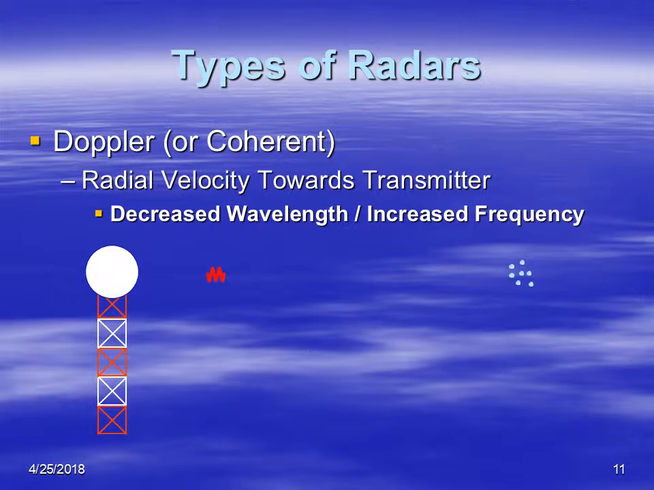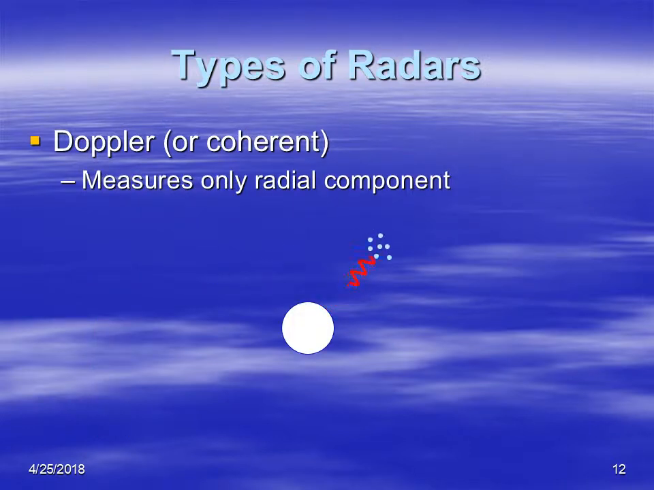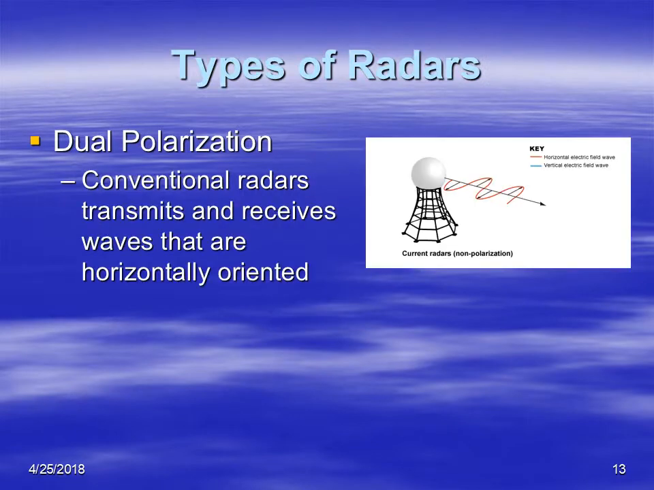So once again, this only measures the radial velocity, whether it's coming towards or away from the radar. Many times, targets are not moving directly towards or away, they're moving at an angle. So the Doppler radar only measures the radial velocity, and as a result, you don't know what the actual velocity nor the tangential velocity is. You just know whether it was moving towards or away from the radar.